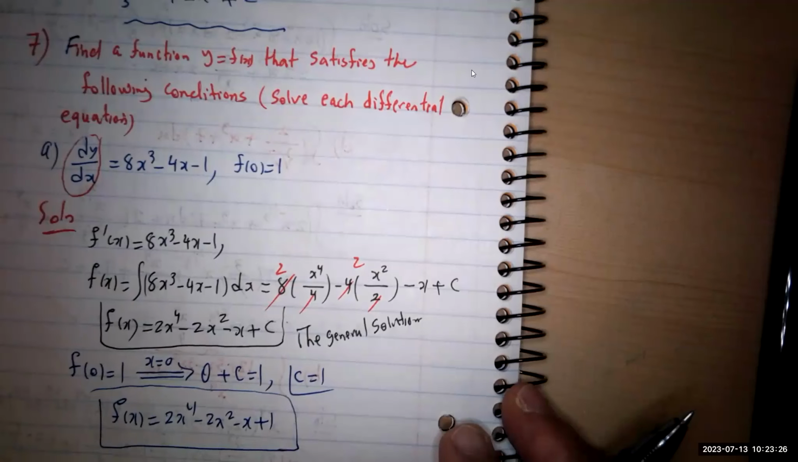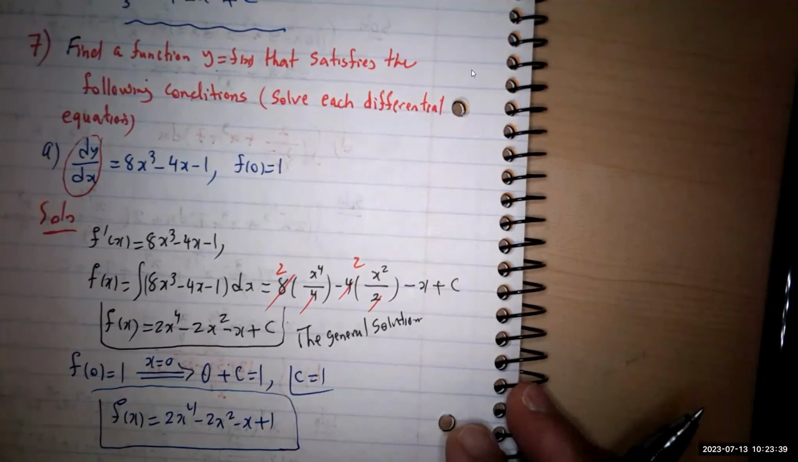Okay, f prime is the rate of change. You can have a rate of change of the revenue, costs, etc. Or in this case, velocity. So we were able to find the function. It's the same operation, but a different interpretation for the future.